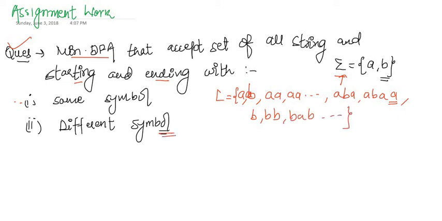And similarly we can write the language for the other case. Try to do this question, where the symbols are the same. So the language will be A, B, A, B, something like that. Again, there will be infinite strings in both.